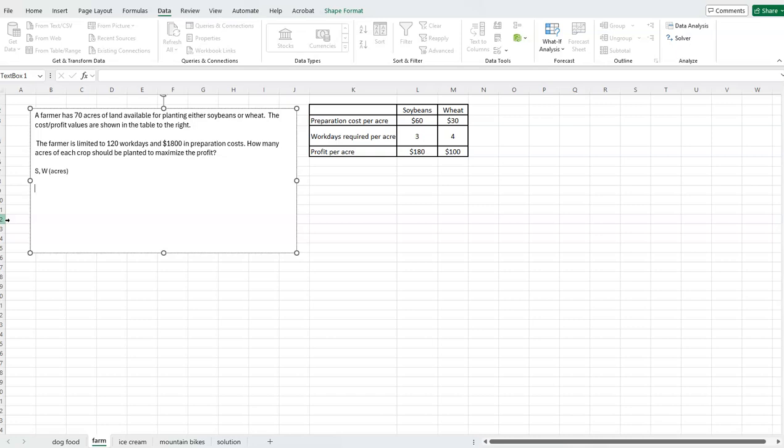Soybeans and wheat. Now our objective function, it's what we want to maximize or minimize, and this problem is a maximization. We want to maximize the profit.